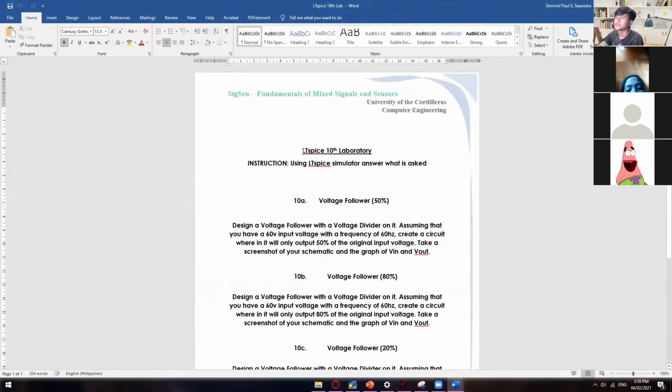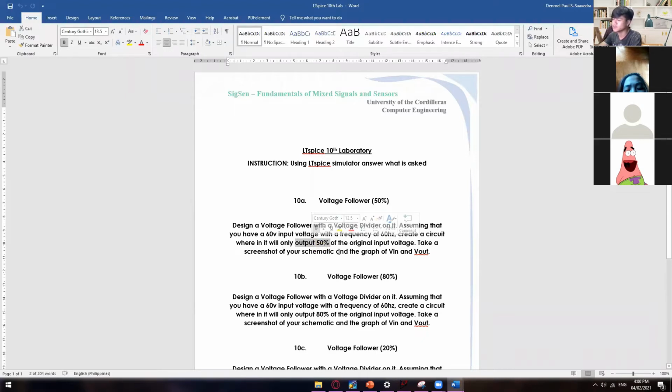Yeah, there you go. So this is your 10th laboratory. I would like you guys to create a voltage follower wherein it will only give you an output of 50%. So design a voltage follower with a voltage divider on it, assuming that you have a 60 volts input voltage with a frequency of 60 hertz. So create a circuit wherein it will only output 50%.